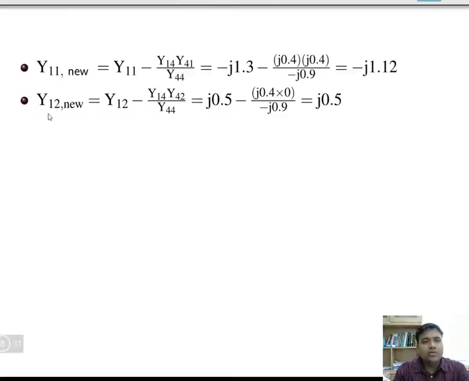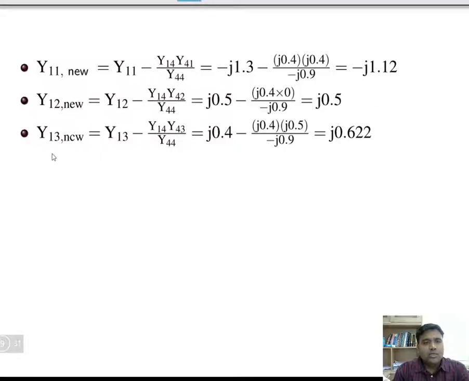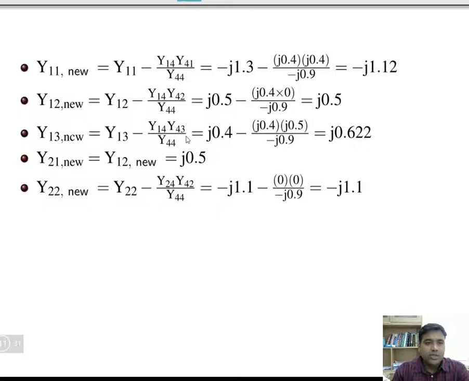Now y12 new is equal to y12 minus y14 into y42 divided by y44, that will give you a value. Now y13 new we have to calculate in the similar manner, and we know that it is a symmetrical matrix, so y21 new is equal to y12 new.